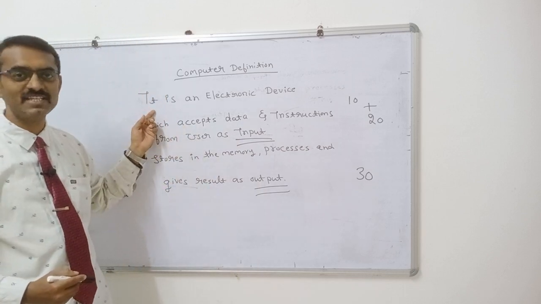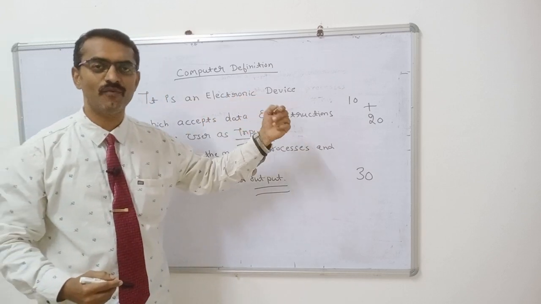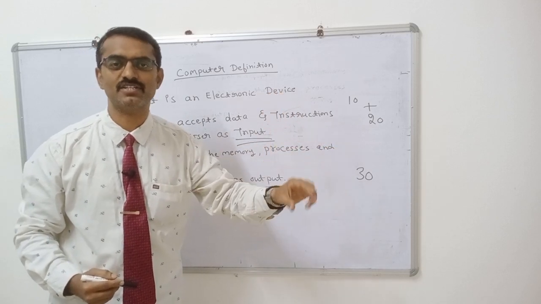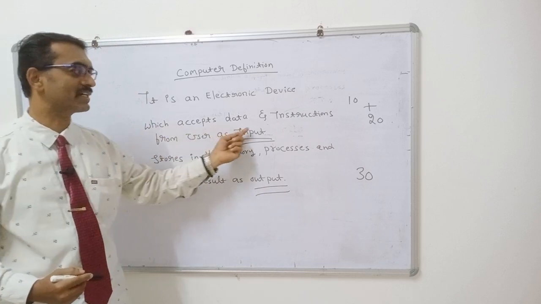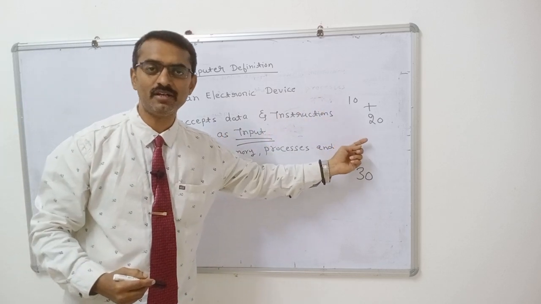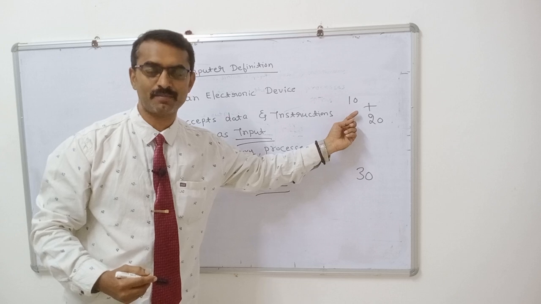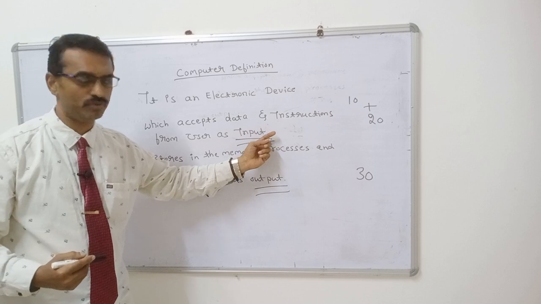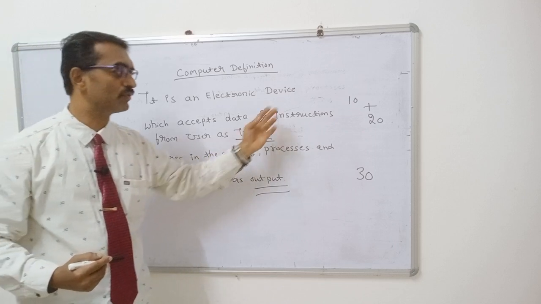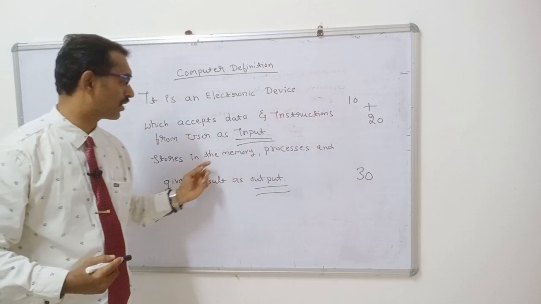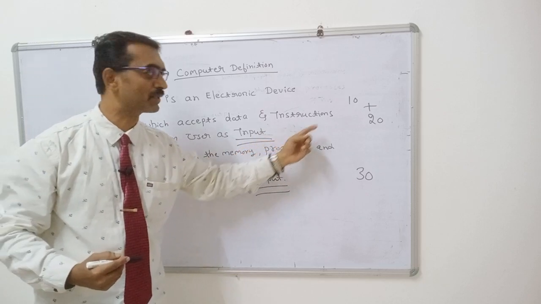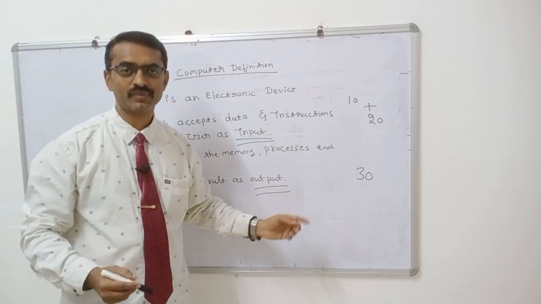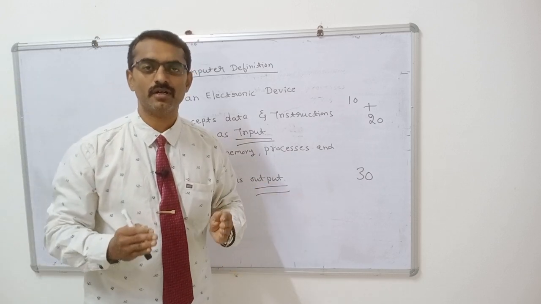Let us revise. It is an electronic device. Why is it called an electronic device? It consists of so many electronic components, that is why it is called an electronic device. It accepts data and instruction. Data is the raw material, and you have to give the instruction like plus, minus, multiply from the user as input. Stores in the memory. Whatever raw material and instruction you give will be stored in the memory, and computer will process that particular task, that is addition, and give the result as output. This is the simple definition of computer.